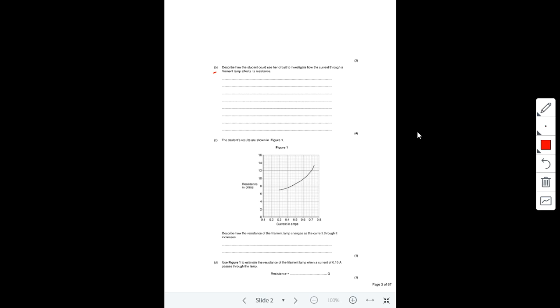Okay, so here it's given as: describe how the student could use her circuit to investigate how the current through a filament lamp affects its resistance. So you can give me the answer in the same manner as in the last lecture, where I told you how current flows and how the resistance can be affected by flowing current.